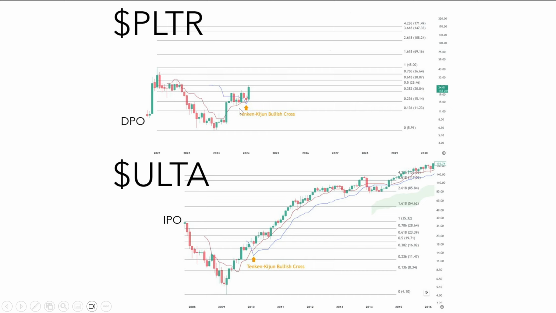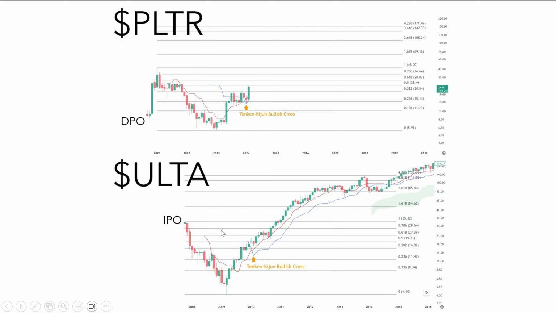Basically, don't worry about this. This is just a way to show you the Ichimoku cloud. It gives you these red and blue lines, and when there's a bullish cross, kind of like how it did with the stock Ulta Beauty. This is mostly to illustrate to you that this is possible. Ulta Beauty is a beauty store.